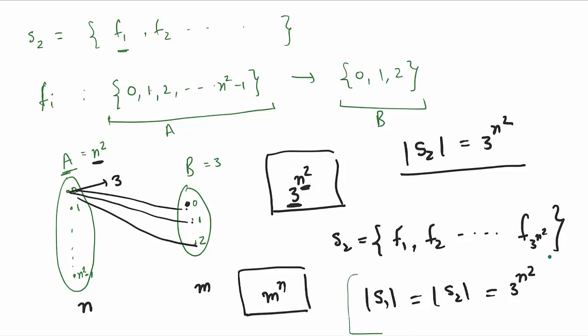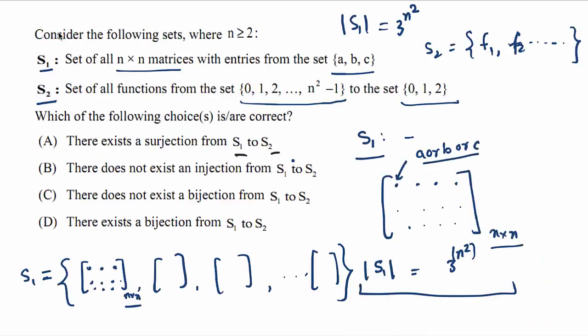Cardinalities are already equal. Then let's see which option is correct. There exists a surjection. Yes, there exists a surjection. There does not exist an injection. No, this is not correct, because injection, surjection, bijection, all three possibilities are there. There does not exist a bijection. This option is also incorrect. There exists a bijection. Yes, this option is correct. So A and D are correct, because every type of function is possible, because cardinalities are the same.